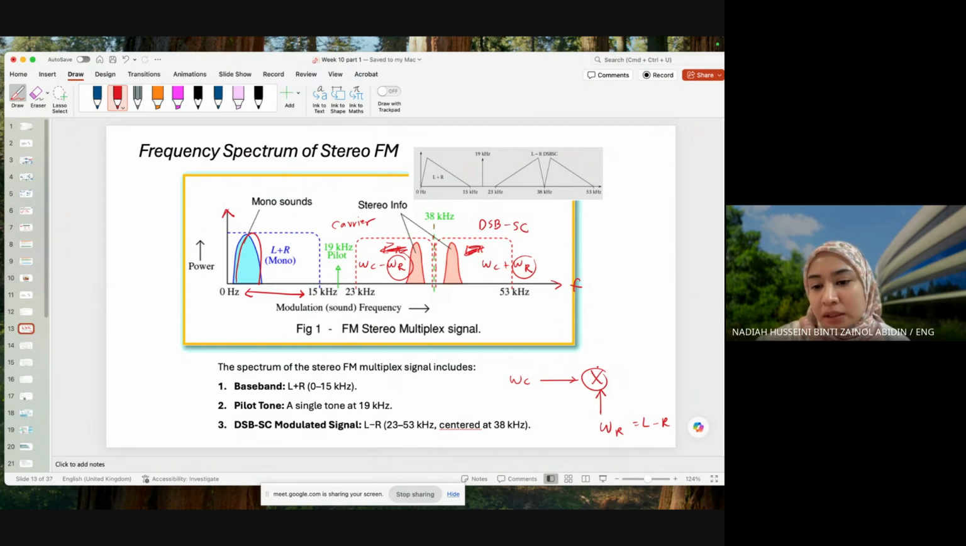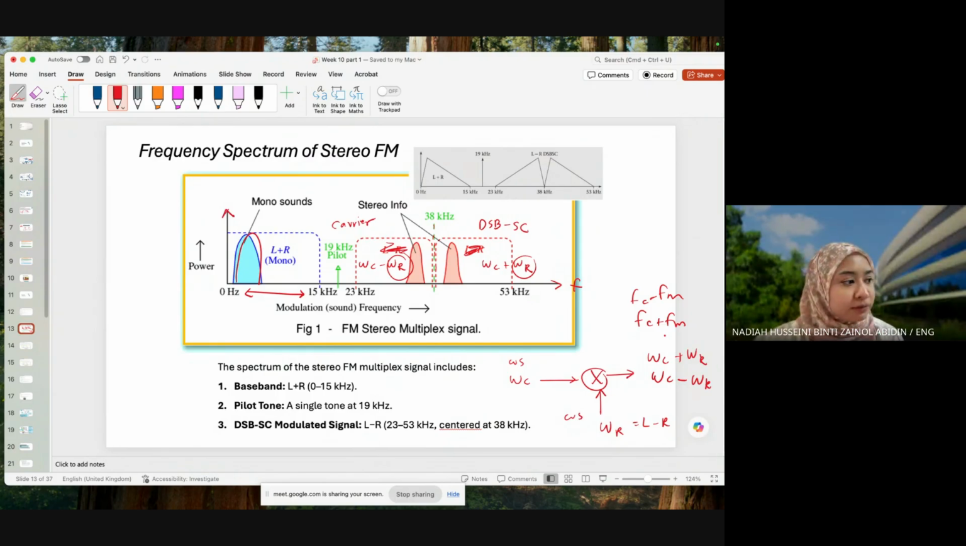So when you modulate or mix these two signals together, remember these guys are cosines. So what you're going to get is a summation and a difference of these two: omega C plus omega R, omega C minus omega R. Remember, it's FC plus FM, FC minus FM. Same thing here. We're just changing it to omega.